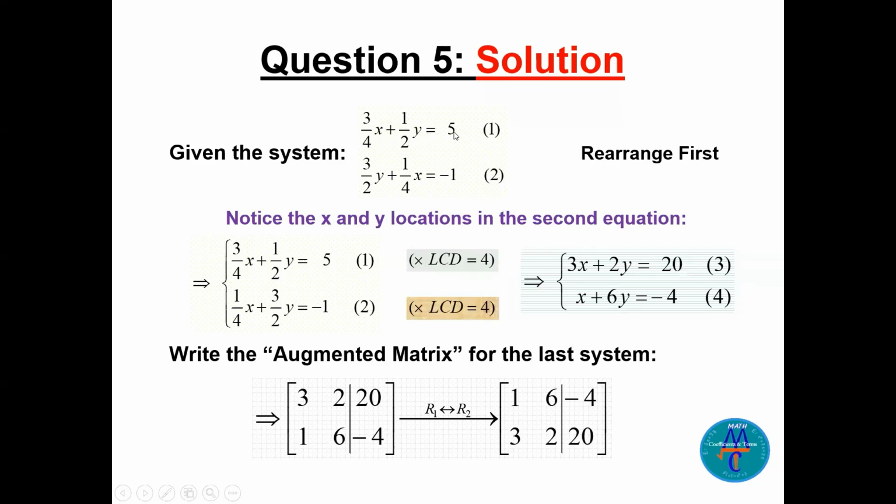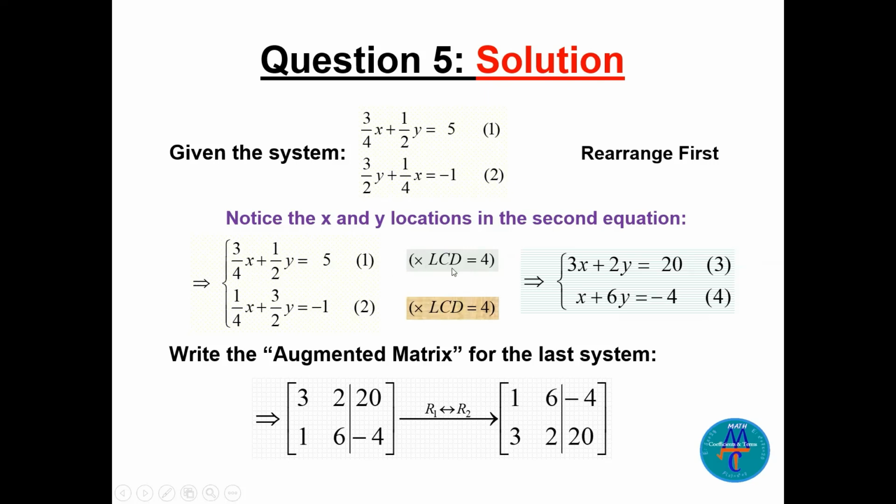Let's call the first equation equation 1, the second is equation 2, and we have to rearrange it. Notice the x and y locations in the second equation here. See, this is y and x. We have to make it x and y to write the augmented matrix.